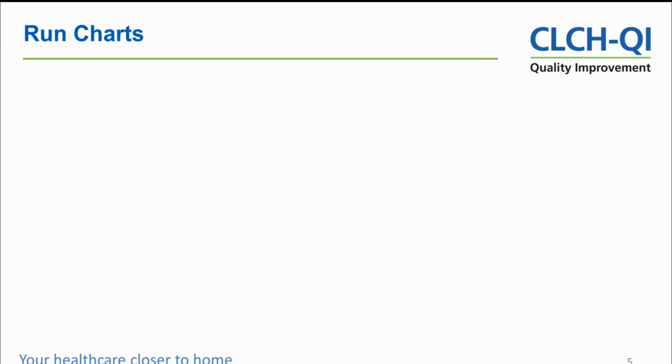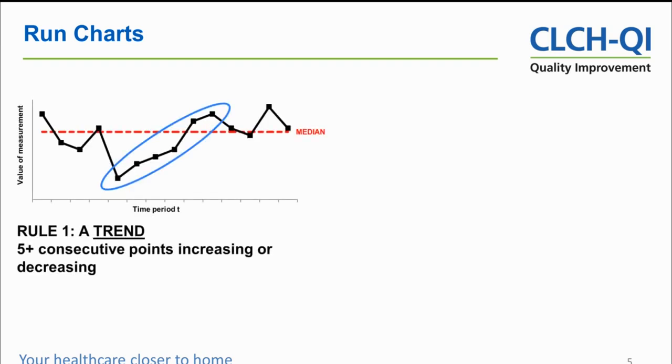The first rule I'd like you to remember is a trend. This is where there are 5 or more points in a row either decreasing or increasing. So we are looking for 5 or more points in a row heading in the same direction. 5 consecutive points increasing or 5 consecutive points decreasing. You can see this indicated on the chart in the blue oval.